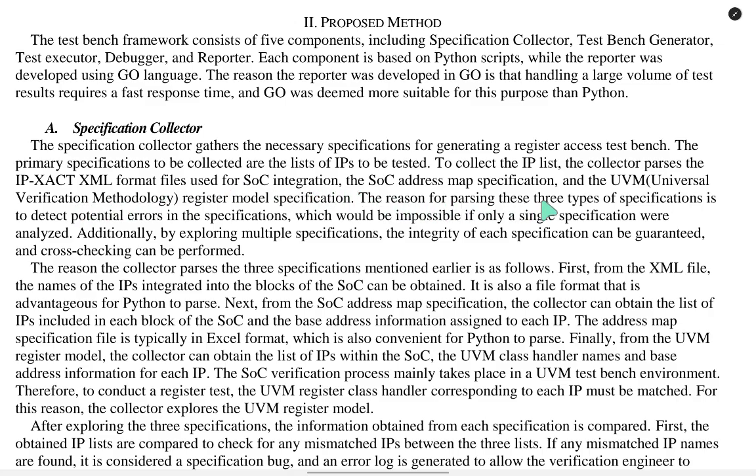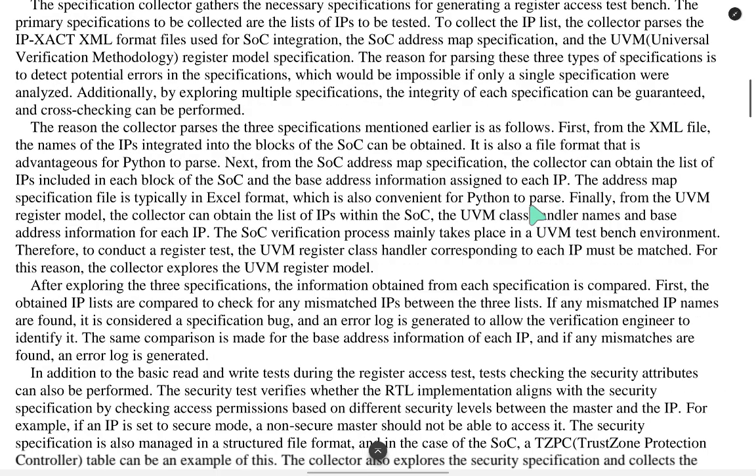The reason for parsing these 3 types of specification is to detect potential errors in the specification, which would be impossible if only a single specification were analyzed. Additionally, by exploring multiple specifications, the integrity of each specification can be guaranteed, and cross-checking can be performed. The reason for the collector parsing the 3 specifications mentioned earlier is as follows.